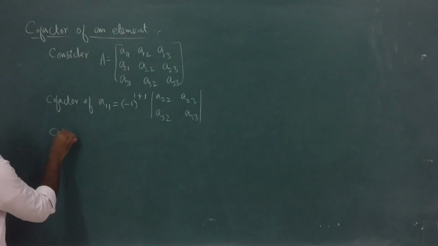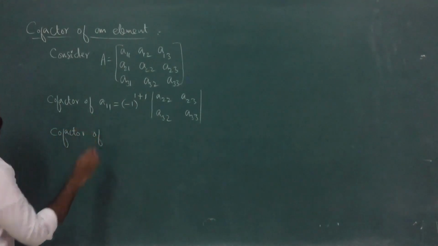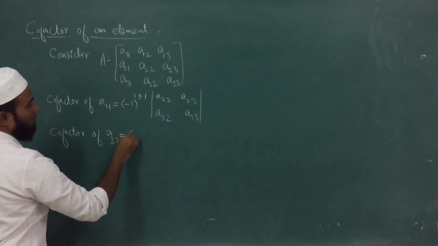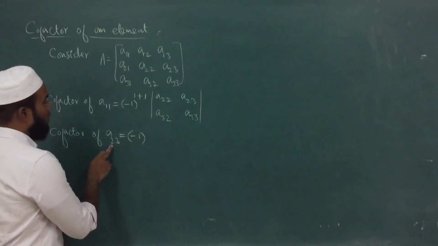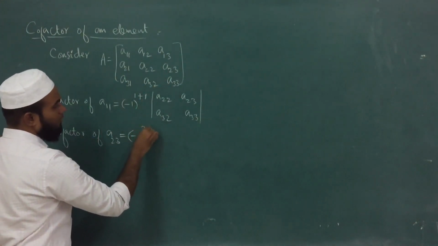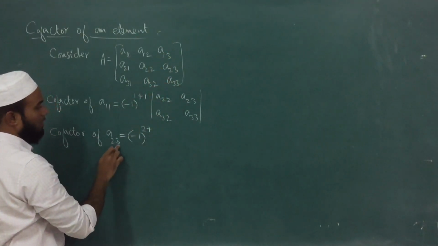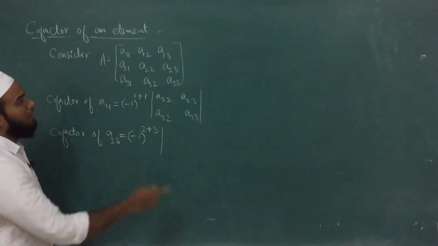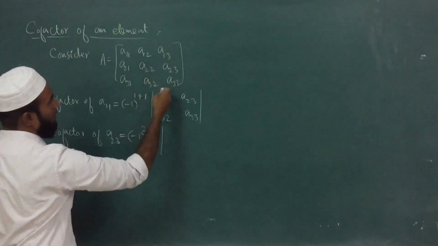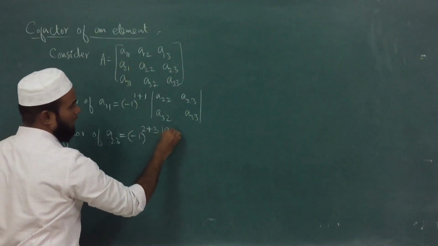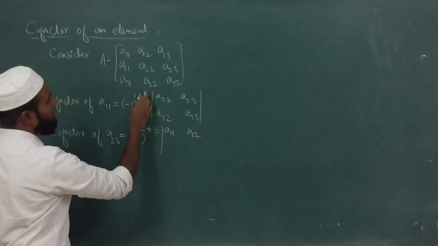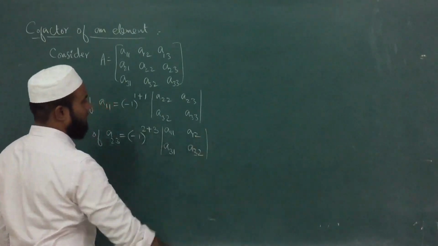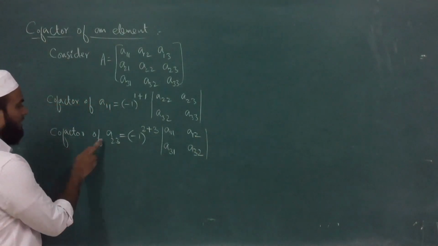Similarly, instead of A11, let us consider the cofactor of A23. Minus 1 power: what is the row number here? Second row. And the column number? Third column. Second row, third column, and the remaining part is the minor. For this entry, you remove this row and this column, then what remains is A11, A12, A31, A32. This is the cofactor of A23.